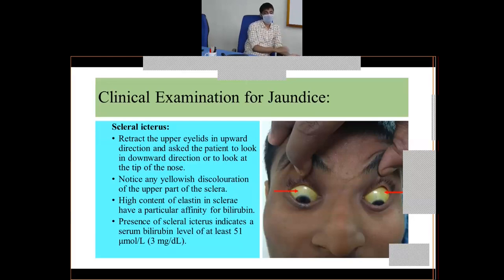So that we call latent icterus or subclinical jaundice. Okay, subclinical hyperbilirubinemia, sorry. Here the bilirubin will be high, there will be hyperbilirubinemia, but clinically not detectable on examination. This level is from 1 to 3 milligrams. Usually at 3 milligrams, you can detect the scleral icterus.